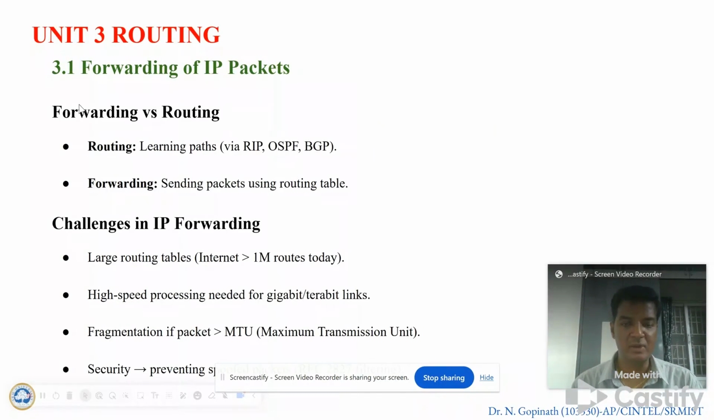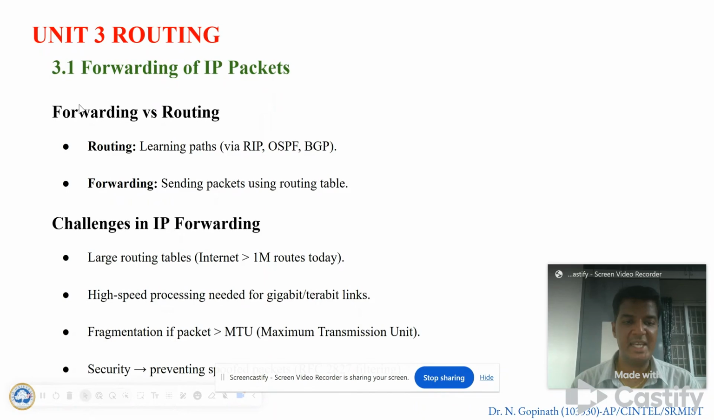Forwarding versus routing. First of all, we should know the simple difference between the two different processes. One is routing, which is learning the paths, whereas forwarding is sending packets using the routing table.